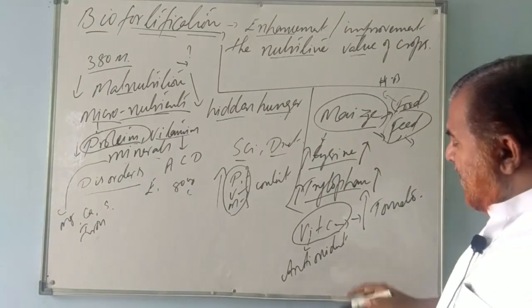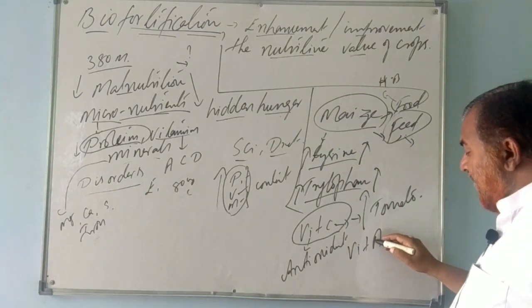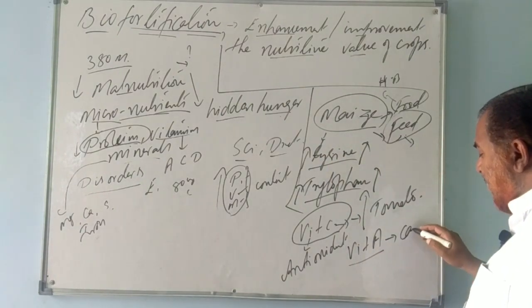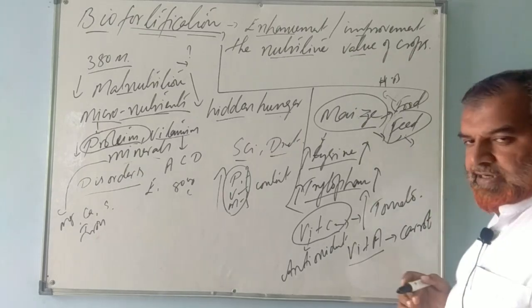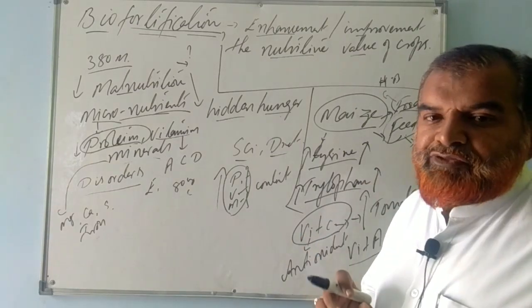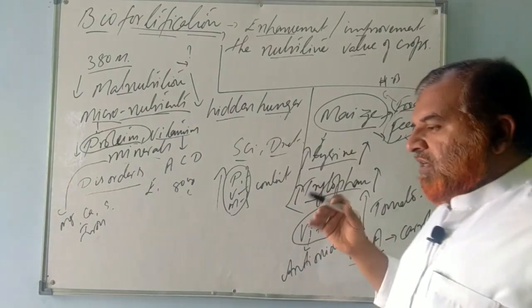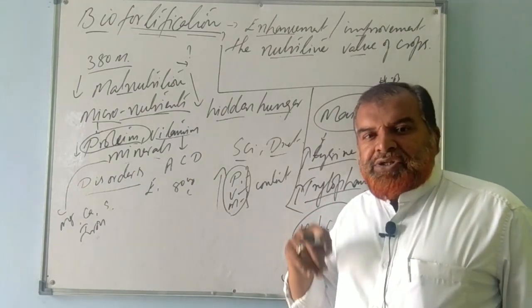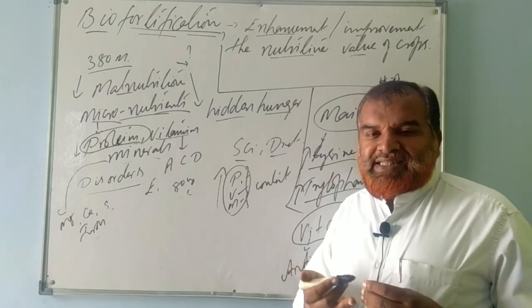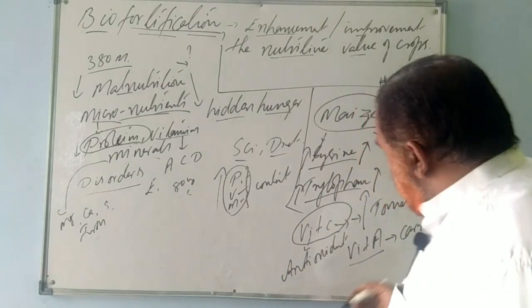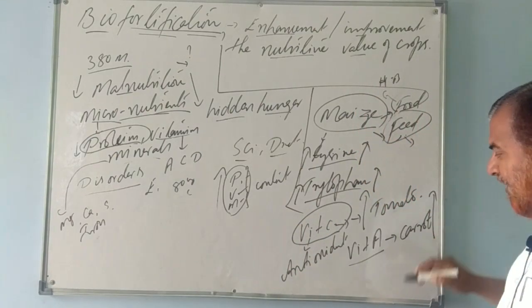Then vitamin A, I told you, is increased in carrot. Already some amount of vitamin A is present in carrot. Actually vitamin A is not present, retinol is present. That retinol will be consumed, it enters our body, and in our body vitamin A is synthesized. So in carrot they have increased vitamin A.